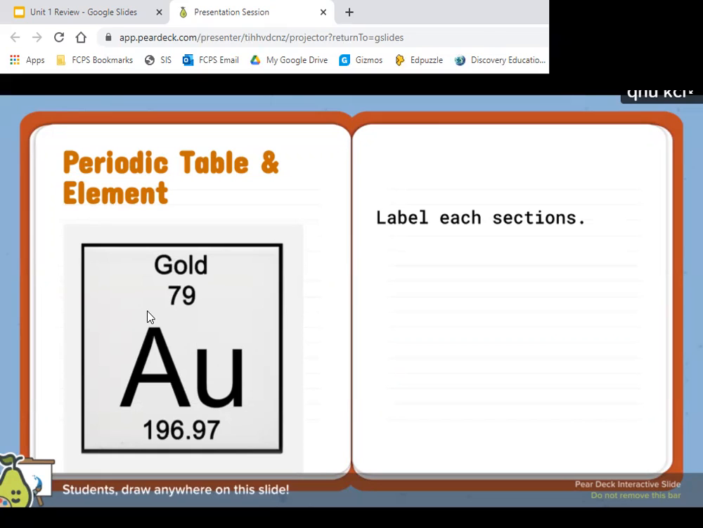So even though it's placed in a different location compared to the periodic tables you guys have, that does not mean the information would be different. So always remember what these represent. That's very important. Okay. So you guys will be able to draw, type, whatever you want in this section.